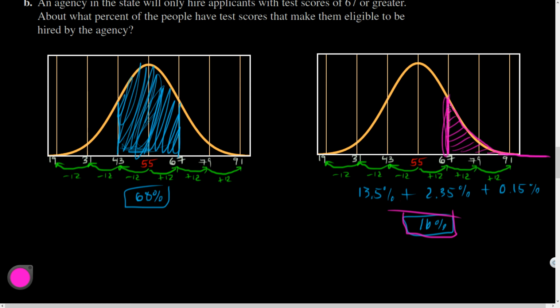They said 67 was passing. So only 16% of the people passed this test. But, I mean, they could come back and try again, right? Back and try again. All right.